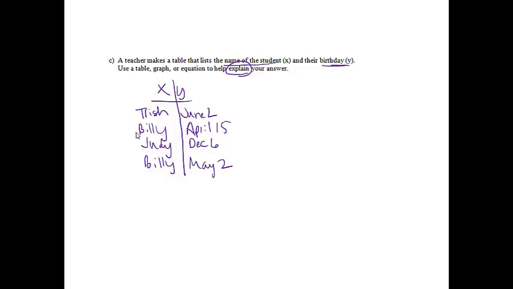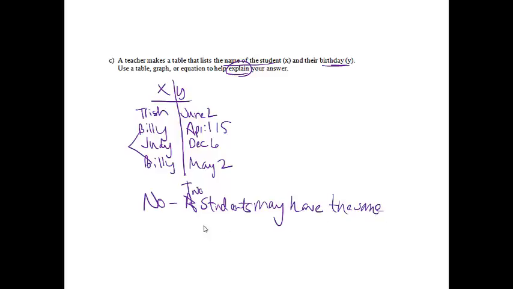So notice it is possible for a student to have the same first name or the same name, but have different birthdays. So this is going to be no, and I'm going to say two students may have the same name but different birthdays. All right, and even if we went with last names, I know that if I put Julie Jones up here, I've had several Julie Joneses in my class. So again, we'd have the same name, but they have a different birthday.